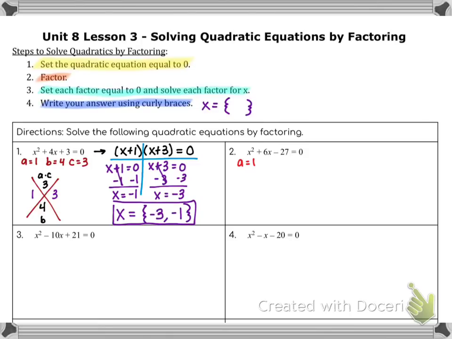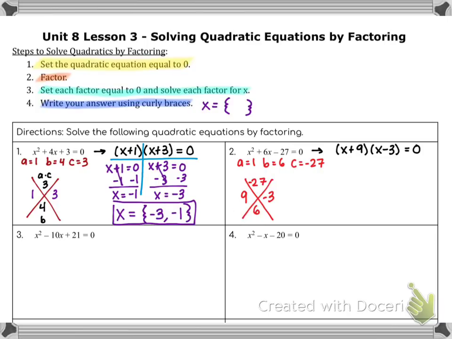So let's try number 2. Set the equation equal to 0. It's already equal to 0, so we're going to write A, B, and C. Draw the x. You guys are used to this already, right? So we have a negative 27 up here and a positive 6 down here. We know 9 times 3 is 27, but we need to make a positive 6 and a negative 27, so we're going to make the 3 negative right there. So we can write this equation then as x plus 9 and x minus 3.